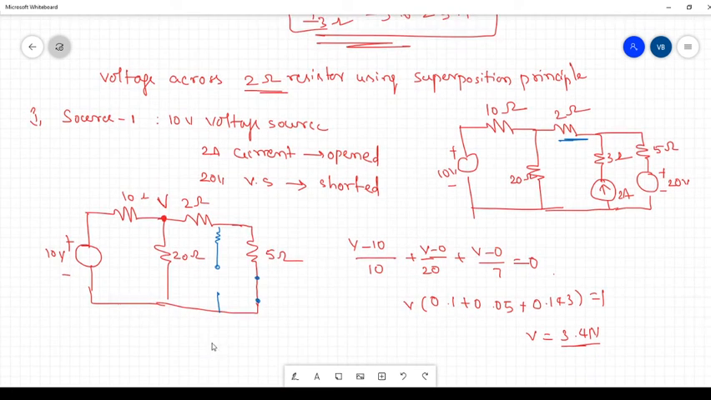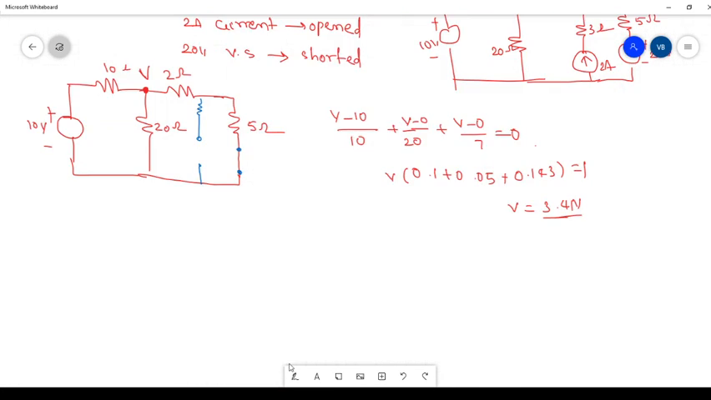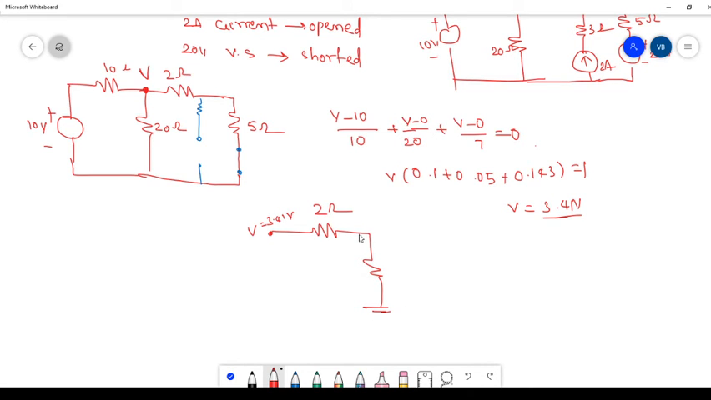But what do we need to calculate? The voltage across the 2 ohms resistor. The 2 ohms resistor is like this: the voltage here, V, is 3.41 volts, which is connected to the 2 ohms resistor, and that is connected to the 5 ohms resistor. So I am representing the voltage as 3.41.